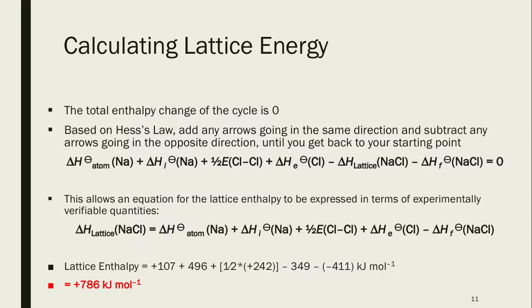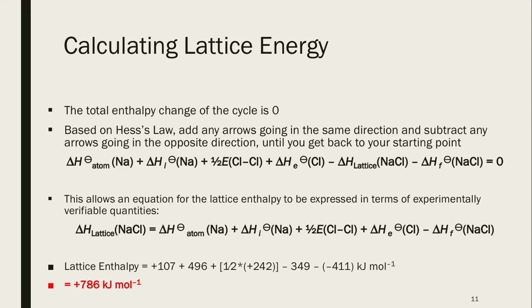Okay, so let's do this, calculating the lattice energy or the lattice enthalpy. Well, the total enthalpy change of the cycle is 0. What this means is that from our starting point in the Born-Haber cycle, there were two routes we can take. What that means then is that from the starting point to the ending point, the total sum is going to be 0, no matter which direction we take.